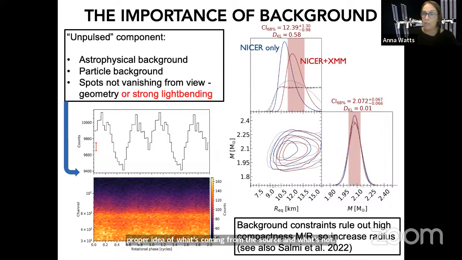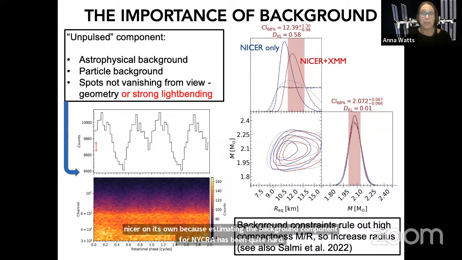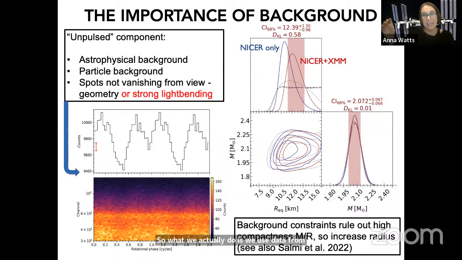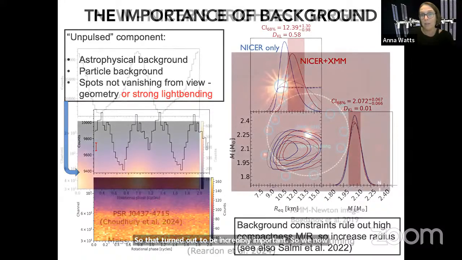And for a long time, that was very difficult with just NICER on its own, because estimating the background component for NICER has been quite hard. So what we actually do is we use data from other telescopes where it's easier to separate out source contribution from background contribution, and then we model that simultaneously and use that as an indirect way of constraining the background. And in fact, for this high mass star, it shifted the whole radius by about 1 kilometer when we included these background constraints. So that turned out to be incredibly important. So we now know that knowing the background is really important.